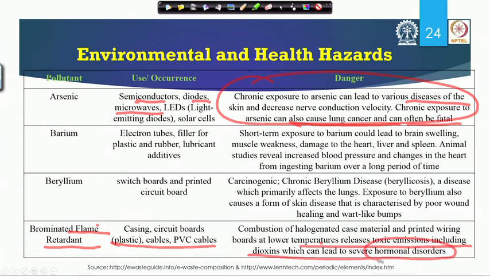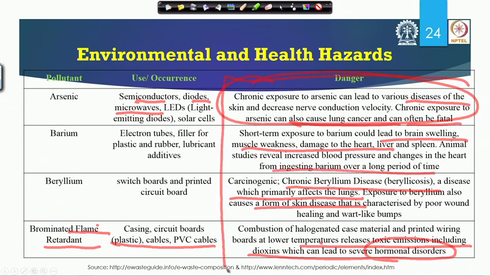At lower temperature it releases toxic emissions, dioxins, which can lead to severe hormonal problems. For beryllium, we know chronic beryllium disease, a disease which primarily affects the lungs. It also causes a skin disease. And barium can lead to brain swelling, muscle weakness, damage to heart, liver, spleen. They have seen blood pressure changes, changes in the heart from ingesting barium. So all these are concerns. That's why we are worried about proper management of e-waste, because we have all these pollutants there.